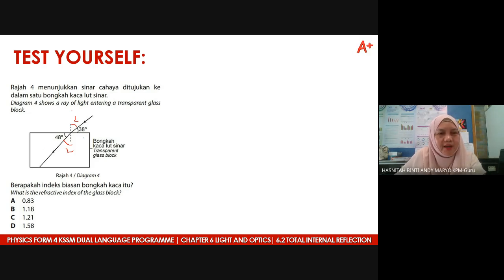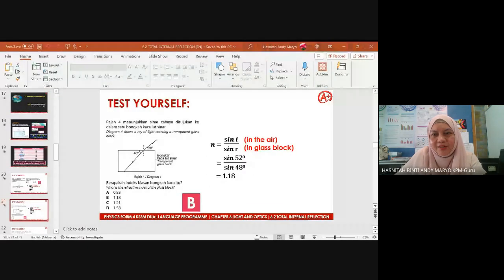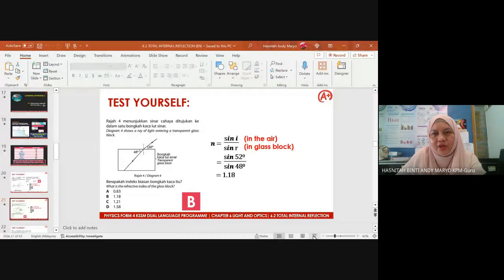So what will be the answer for this question? What formula to apply? Here also does not involve the critical angle, so we can use n equals sine I divide sine R. So, what is your answer? Look at the answers. Chi Hang says B. Okay, let us check.